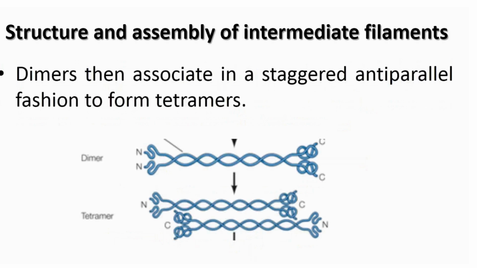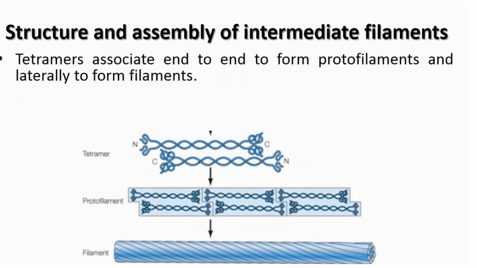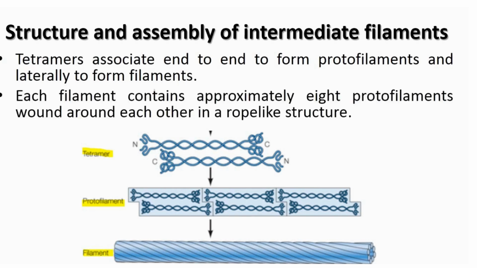Later the dimers associate in a staggered antiparallel fashion to form tetramers. Tetramers are 2 plus 2, and tetramers associate end to end to form protofilaments, and laterally they join to form filaments. That is, tetramers join to form protofilaments, and protofilaments twine around to form a filament. Each filament contains approximately 8 protofilaments wound around each other like a rope-like structure. It's like a coir or a rope that is formed.